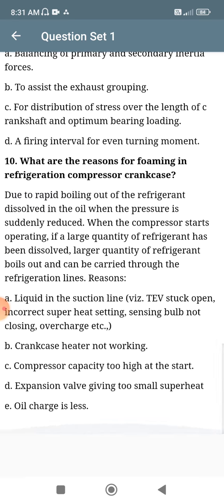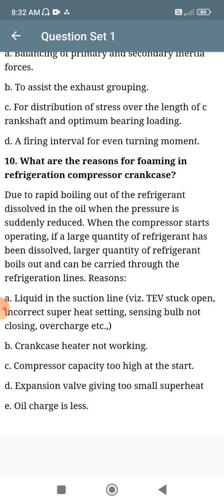The last question in this session is, what are the reasons for foaming in a refrigeration compressor crankcase? Sometimes there will be a foaming effect in the crankcase. This is due to rapid boiling out of refrigerant dissolved in the oil when the pressure is suddenly reduced. When the compressor starts operating, if a large quantity of refrigerant has been dissolved, a large quantity of refrigerant boils out and can be carried through the refrigerant lines.